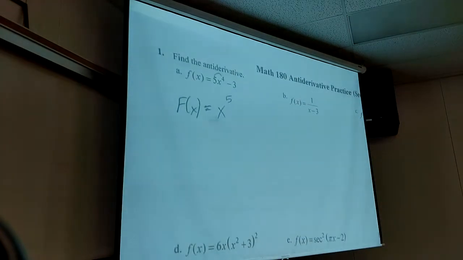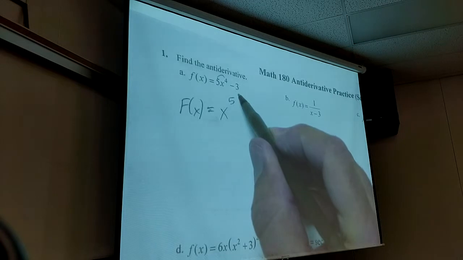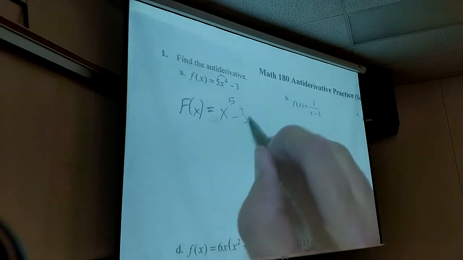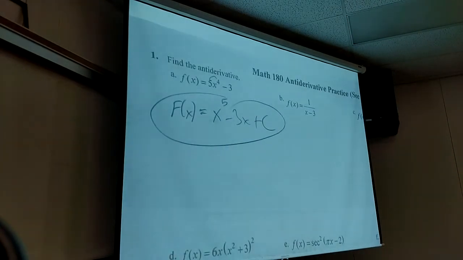Bam! That kicks ass. What about the rest of it? Minus 3x plus c, kick ass. I like it. I didn't give you any more information, so you can't figure out what c is. So anything that looks like that has a derivative of 5x to the fourth minus 3.